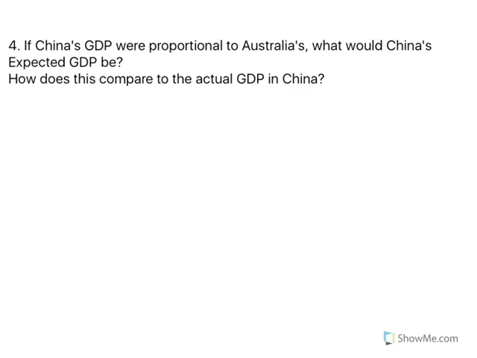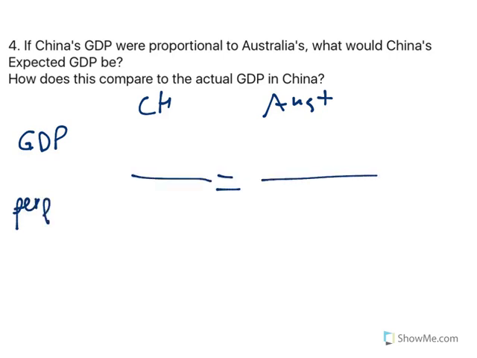Okay, if China's GDP were proportional to Australia's, what would China's expected GDP be? We know their per capitas are so different. So if China wanted to have a per capita like Australia's, how much would they have to have in total? We're going to do a little what if, right? We're going to compare China to Australia, with GDP and people. Now, I know that we have all of this information already, but we want to play the what if game.